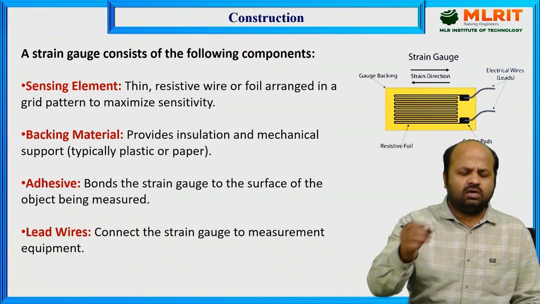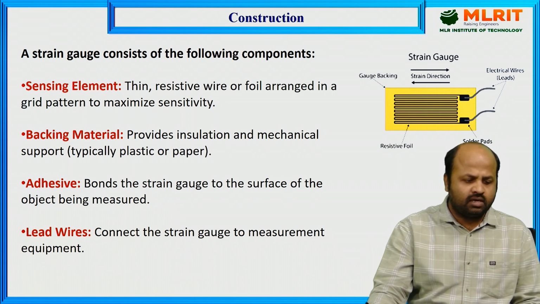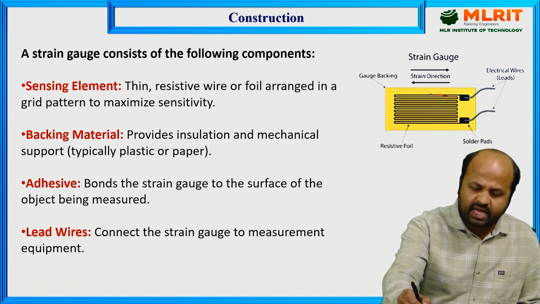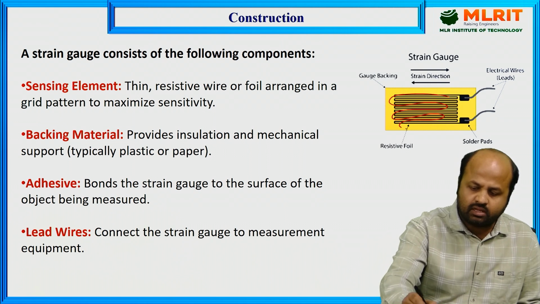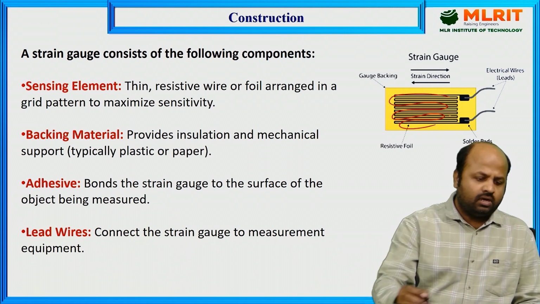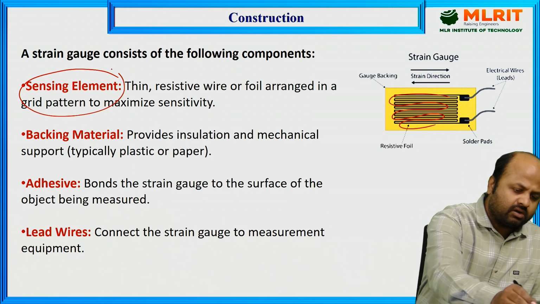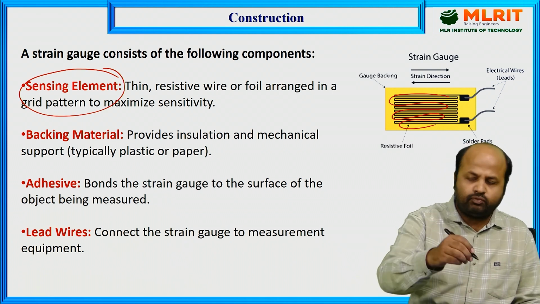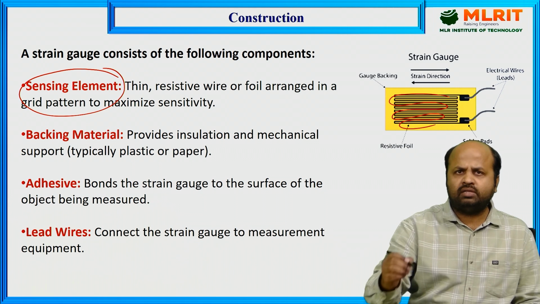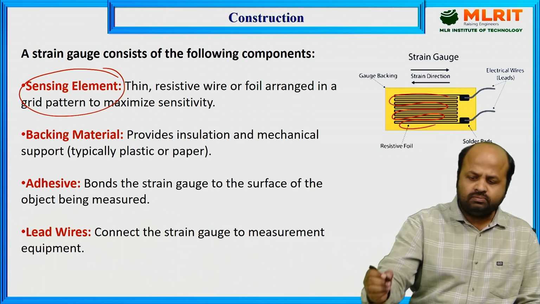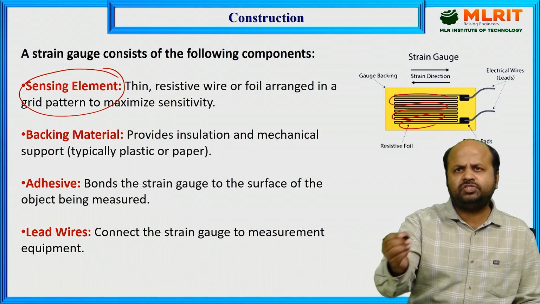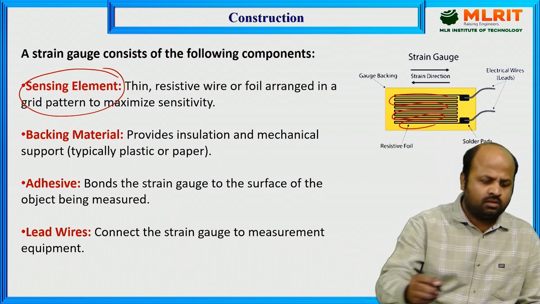So we will see the construction. In construction, a strain gauge consists of a wiring arrangement. We can see here. A sensing element is there, which is made up of a thin wire. Whenever a force is applied on the thin wire, there is deformation of the wire, due to which there is a change in the resistance.